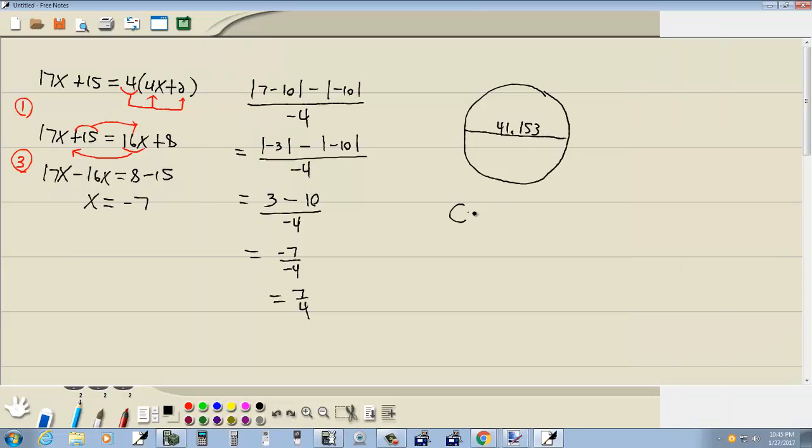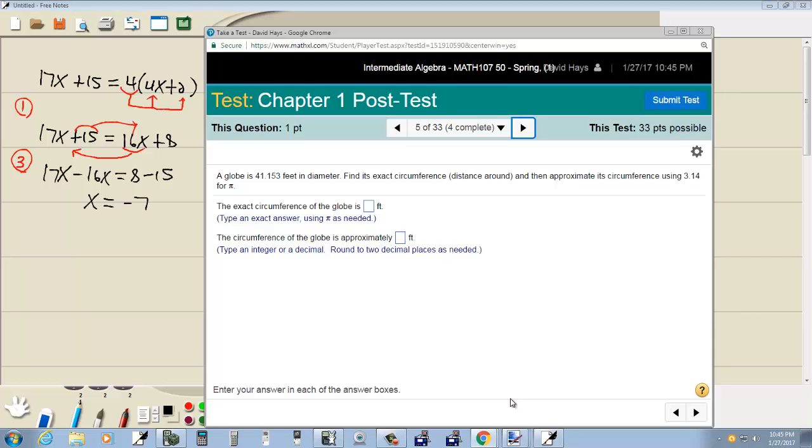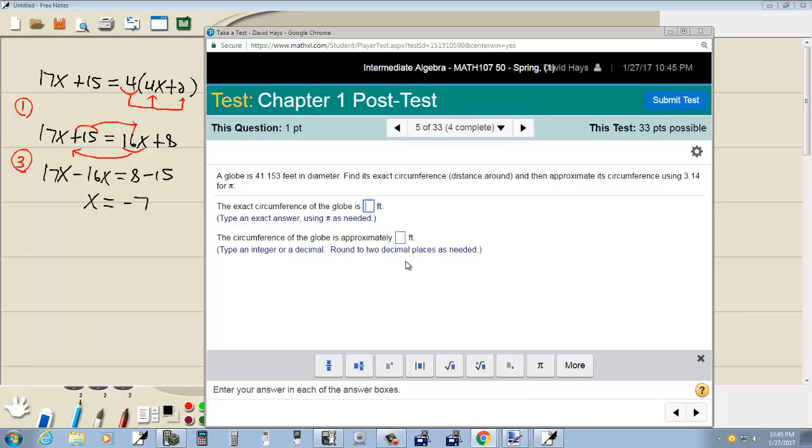Okay, circumference is 2 pi r, or 2r is the same as d. So you could have pi d. So the exact, the first part, we plug, this is our diameter, we plug that in for d. Then we'll have 41.153 pi. How do I get pi? Here's pi.